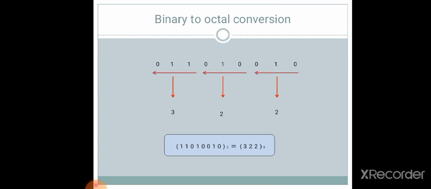If you find there are fewer bits remaining at the last, it means you are not getting enough numbers for making a group of 3.